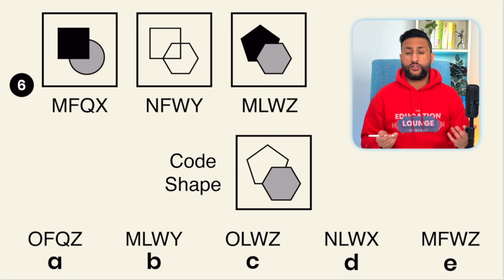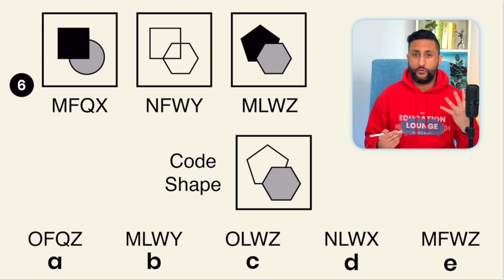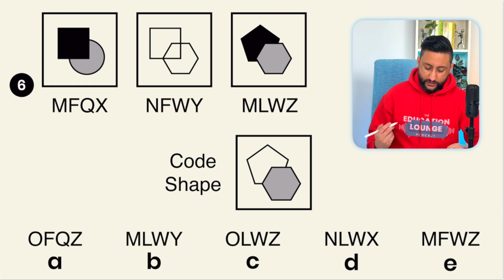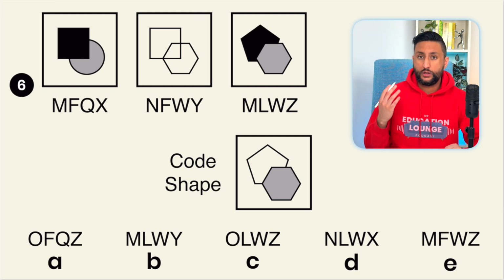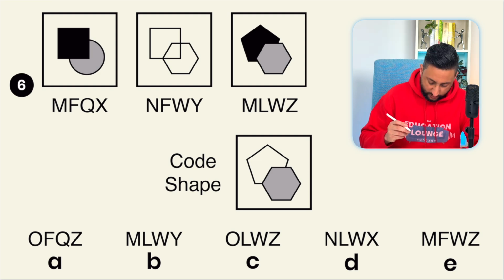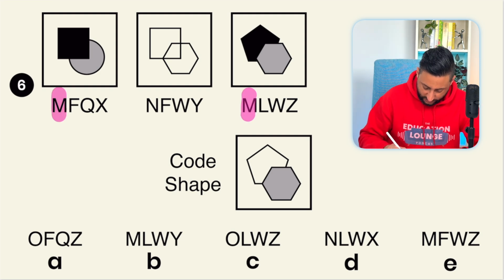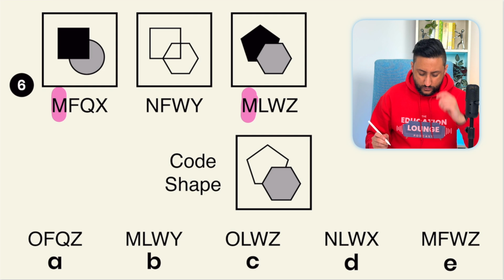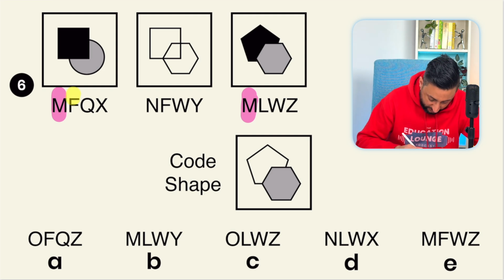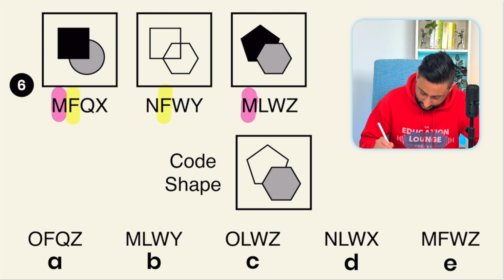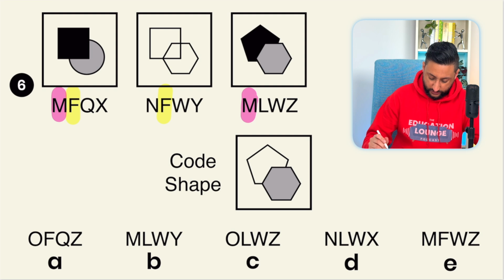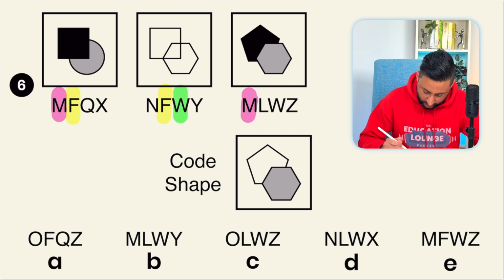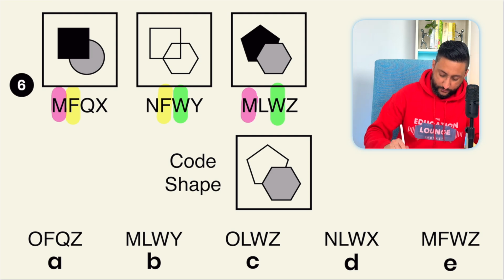So our final question for this video is the most difficult, and it's a 4-letter code question. Let's start by looking at what letters are in the same position. So we've got M, N and M, so these two have something. We have F and F here and here, so they have something. And we have W and W, so they have something.